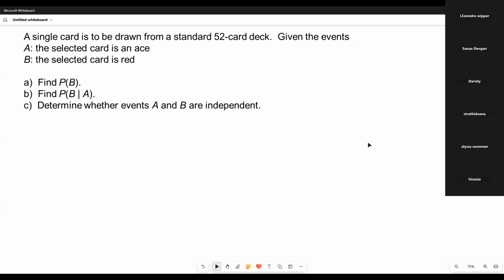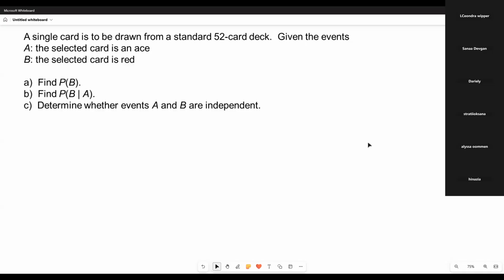A single card is to be drawn from a standard 52 card deck. Given the events: A, the selected card is an ace. B, the selected card is red. Find P of B. Find P of B given A. C, determine whether events A and B are independent.